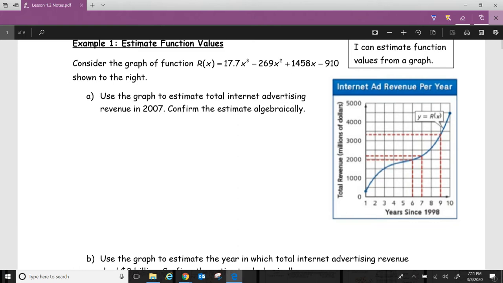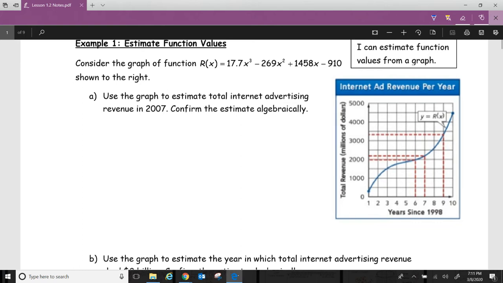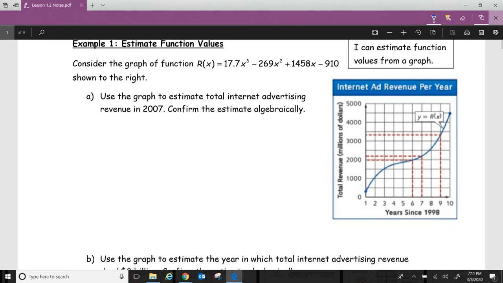It says consider the graph of the function r of x is equal to 17.7x cubed minus 269x squared plus 1458x minus 910. Notice those aren't happy whole numbers. It's really big numbers. So if we were trying to do this without a calculator, it'd be challenging. So sometimes we just want to look at a graph and make some approximations as to what the value is. And that's what they're asking us to do here.